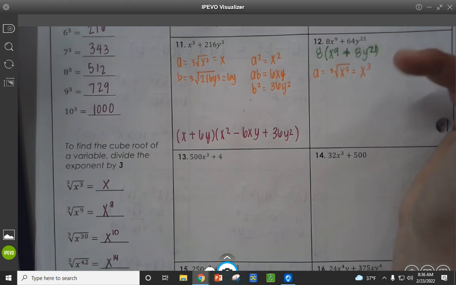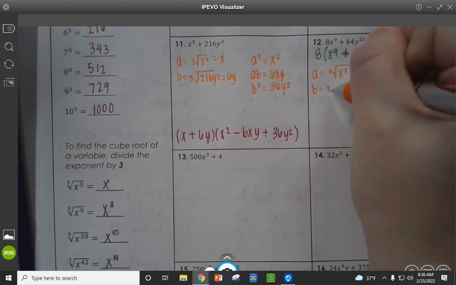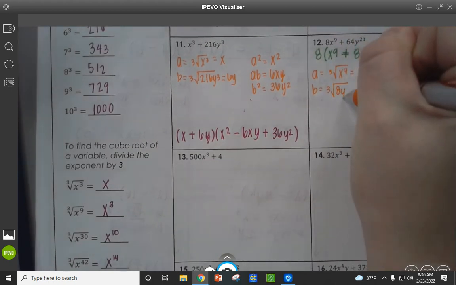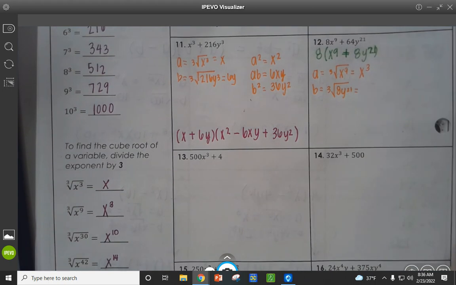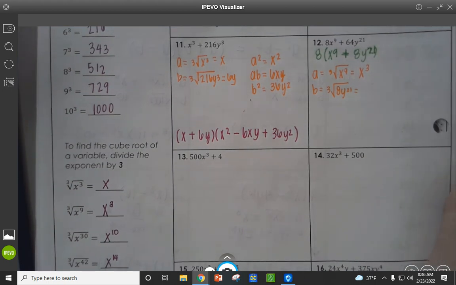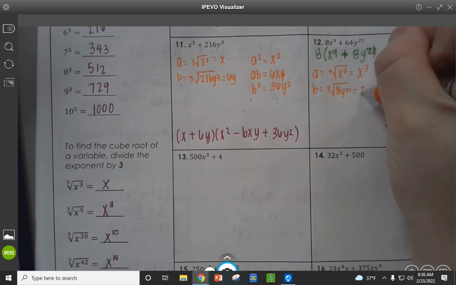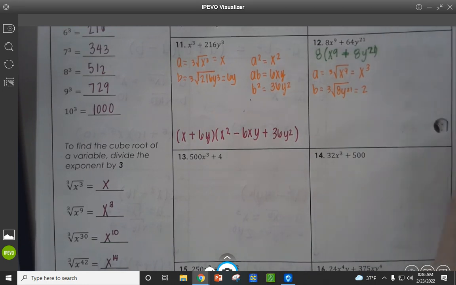All right, B is the cube root of 8y to the 21st, which is what? What's the cube root of 8? 2. And then what about y to the 21st? y to the 7th.